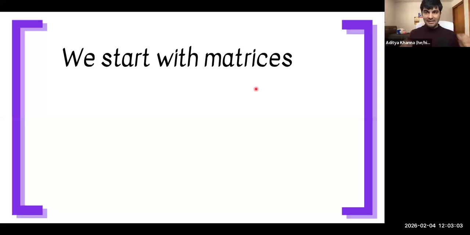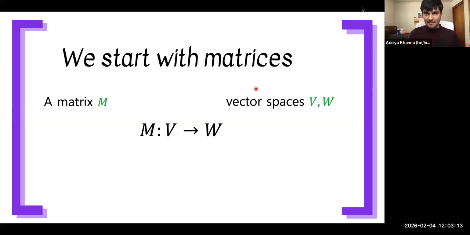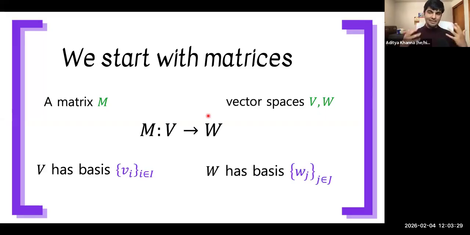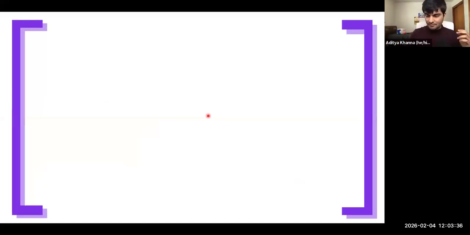We will start with matrices, right? We have a matrix M, and this is basically a map between two vector spaces, right? And so what we could really think of, this is fundamentally a map on the basis elements of V, and it sends them to somehow the basis elements of W, right? So this is what we think about as matrices.